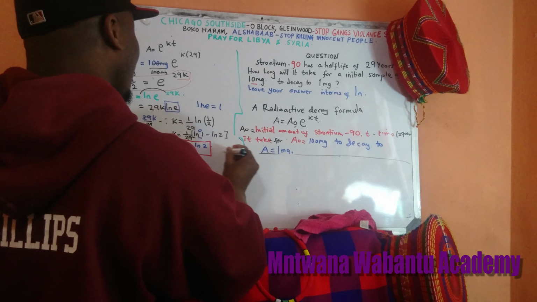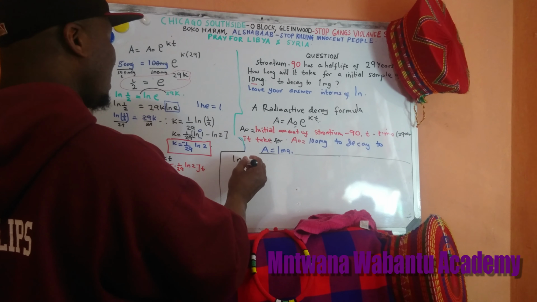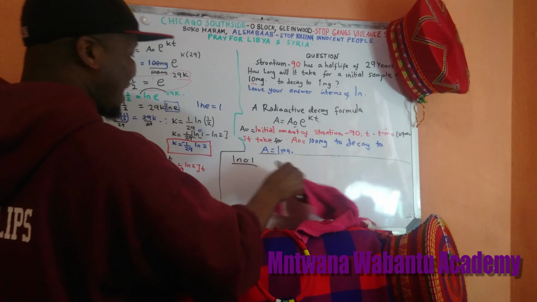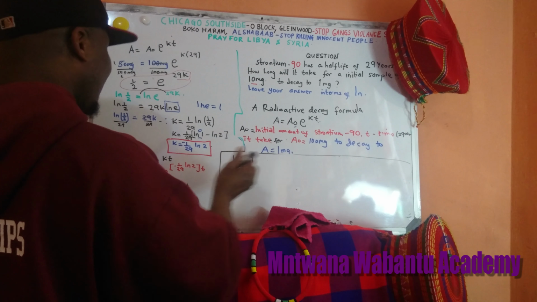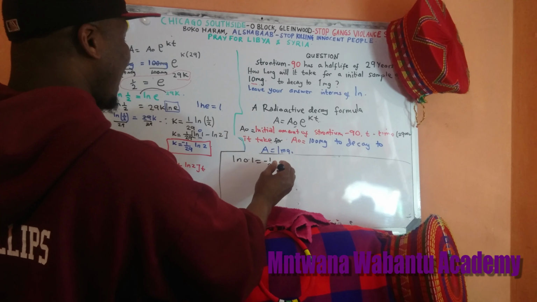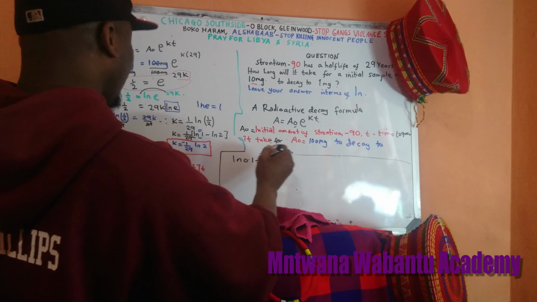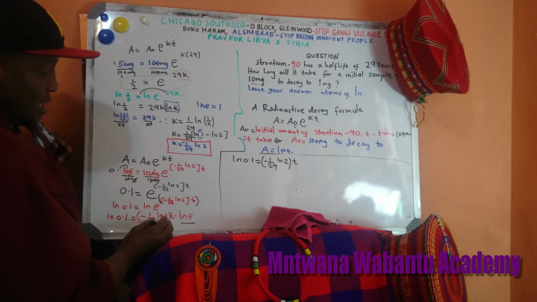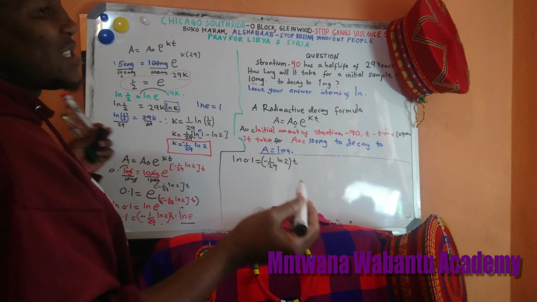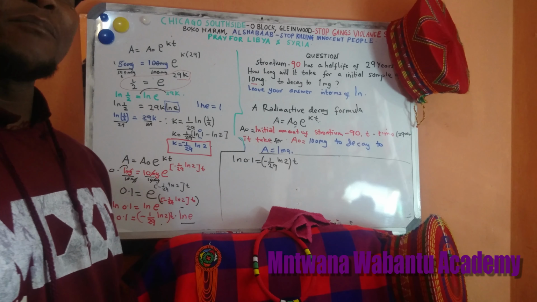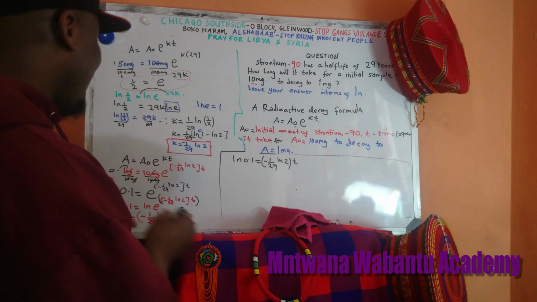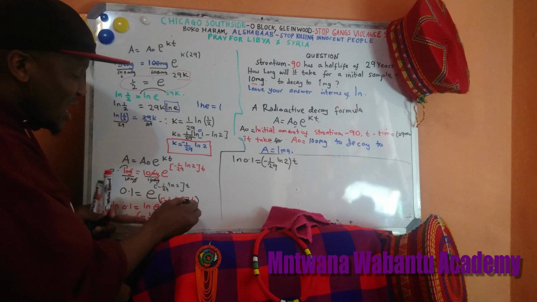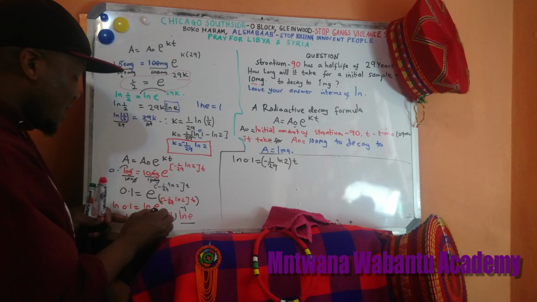So I'm going to cut it here. I'm going to have ln of 0.1. Let me write again so you can see what happened, because I don't want to skip anything. Then equal to negative 1 over 29, ln of 2 times t, ln of e equal to 1. Anything times 1 is the same thing. So this 1 over 29 ln 2 times t times ln e, ln e is 1, so anything times 1 stays the same.